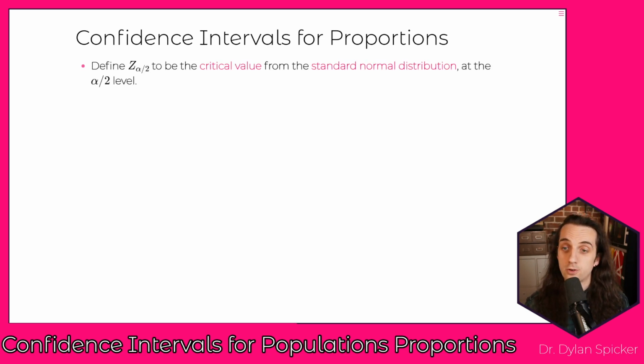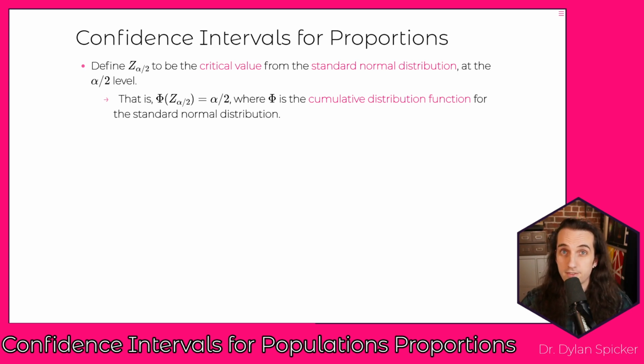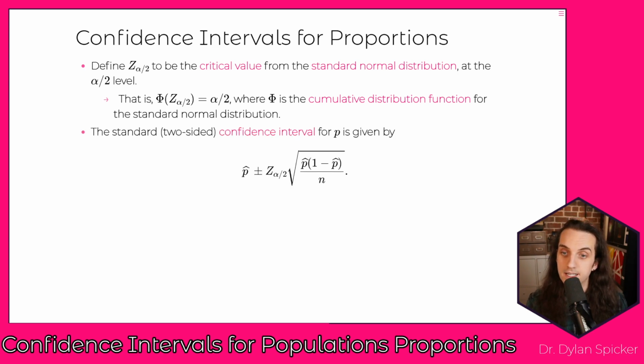So to actually form these, we're going to take the critical values at alpha over 2 to be the standard normal critical values at the alpha over 2 level, which is to say that if we take phi, and plug z alpha over 2 into it, that gives us alpha over 2. Again, phi is the cumulative distribution function for the standard normal distribution. Then the two-sided confidence interval is going to be p hat plus or minus our critical value times the standard error, and the standard error is given by the square root of p times 1 minus p over n.